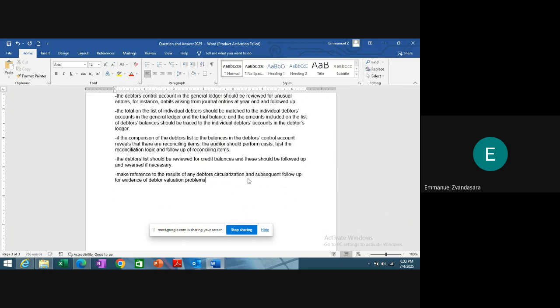Right. So make reference to the results of any debtors circularization and subsequent follow-up for evidence of debtors valuation problems. Right. Okay. You can do this.